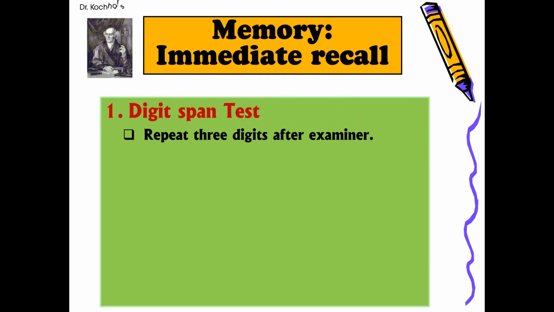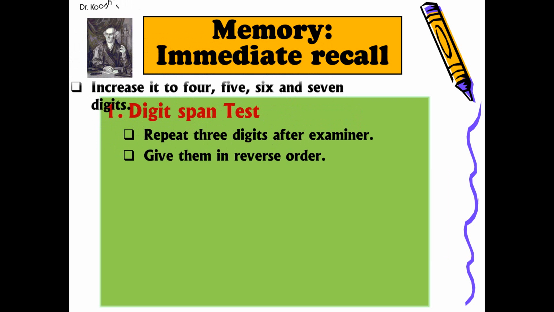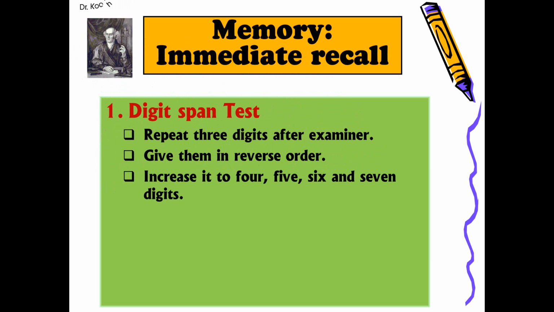Under immediate recall, there is a digit span test, and that digit span test is that the patient repeats 3 digits after the examiner. Examiner utters 3 digits: 1, 5, 7. The patient is to repeat 1, 5, 7. Then give them in reverse order. I will call 1, 5, 7. You repeat in reverse order. He should call 7, 5, 1. Then increase it to 4. Instead of 3 digits, use 4 digits, 5 digits, 6 digits and 7 digits.